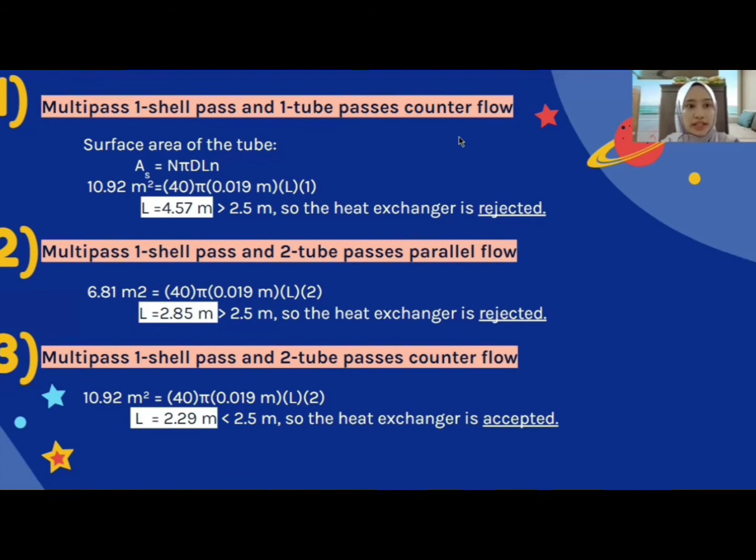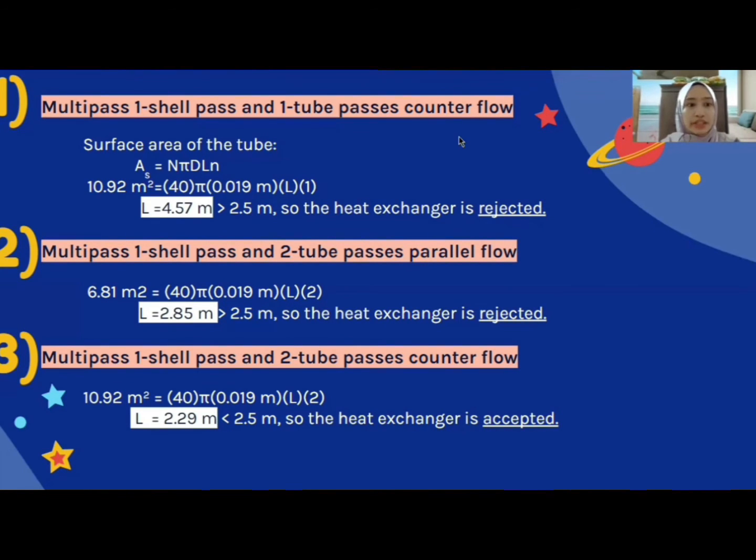Our second design is multipass, one shell pass and two tube passes parallel flow. We also calculated the length of the tube from the surface area of the tube, and we get the length of the tube to be 2.85 meter, which is also more than 2.5 meter. So this design of heat exchanger is also rejected.